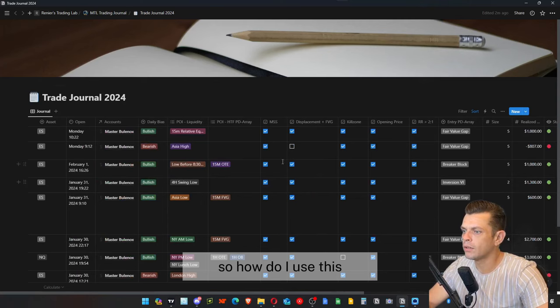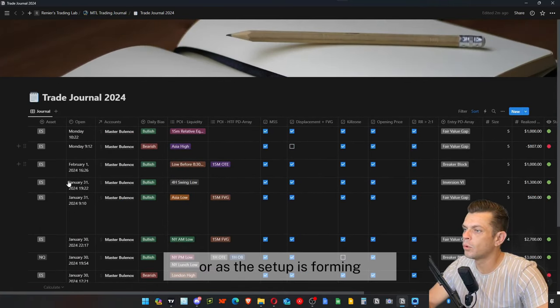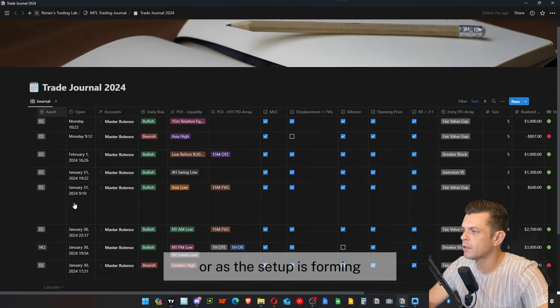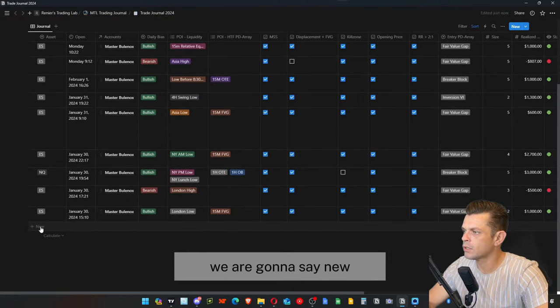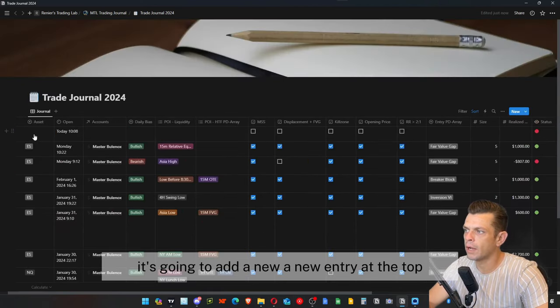So how do I use this? I actually fill this in as the trade or as the setup is forming. So let's go to the bottom. We are going to say new. It's going to add a new entry at the top.